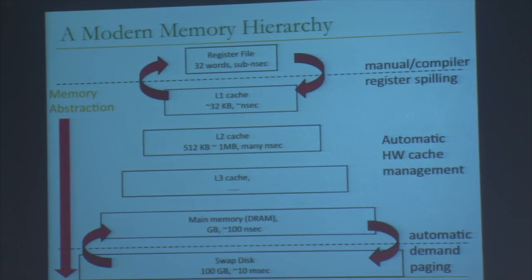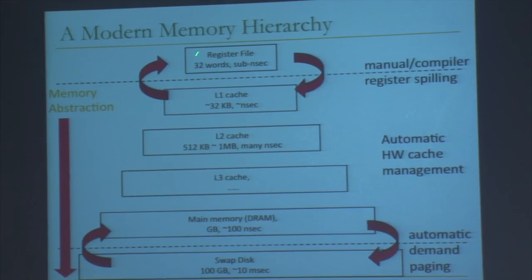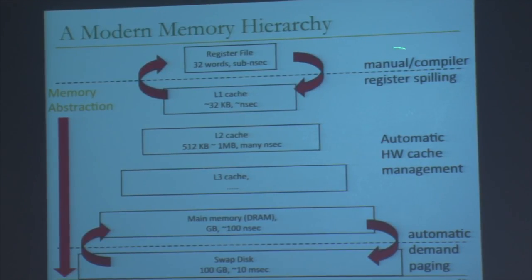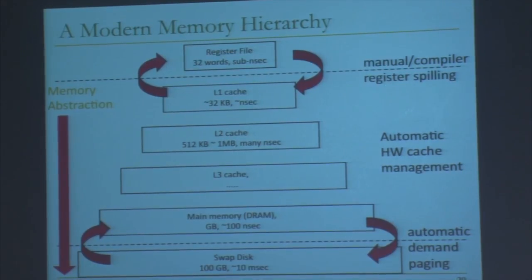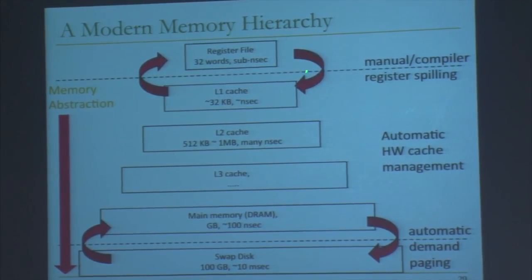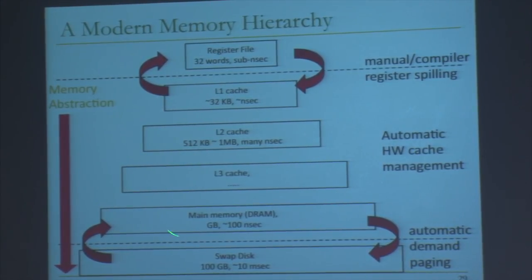OK, so a modern memory hierarchy actually looks like this. The register file is actually part of the memory hierarchy, except it's manually managed. It's managed by the programmer or the compiler. And these are the different levels of caches, and this is automatically managed in hardware. And this is the swap disk, actually, where you do demand paging. This is part of your disk.